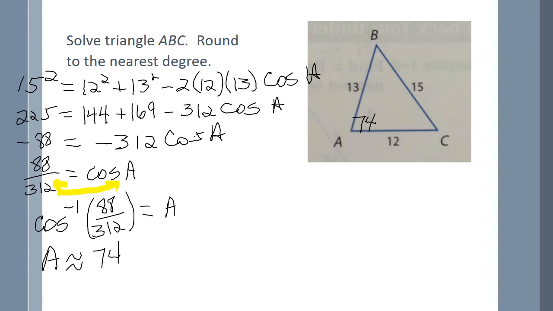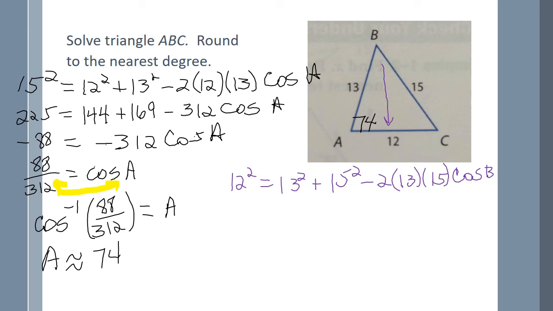Now I only need to find one more angle. I don't have to worry about finding the other one, because I can use the triangle angle sum theorem, that the angles have to add up to 180, and I can solve for the third one that way. So let's go back and do this again now. 12, we're going to go with angle B, so we're going to go right here. So I've got 12 squared equals 13 squared plus 15 squared minus 2 times 13 times 15 times the cosine of B.